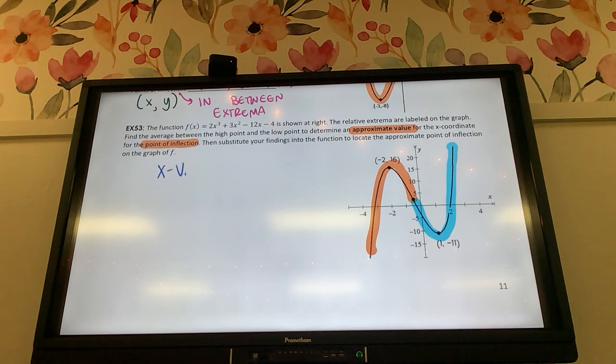So I'm going to take my x value points and I'm going to average them. All right, so what's one of my x value points? What's the x value of the max? Negative 2. What's the x value of the min? 1. So I'm going to add up my two x values. I'm going to divide them by 2. All right, so negative 1/2 is my estimated x value.